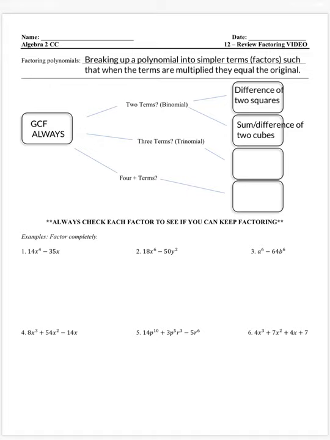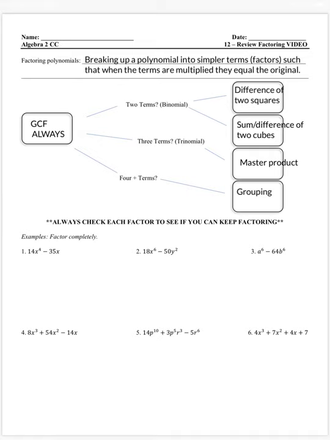However, if you don't have 2 terms, if you have 3 terms, you will use master product. If you have 4 or more terms with an even number, 4 or more, you will use the grouping method. Okay? And you always want to check each factor to see if you can keep factoring. So for example, if you do grouping and your grouping leads into the difference of 2 squares, okay? You always want to check to make sure that you cannot factor any further. That would be called factoring completely.